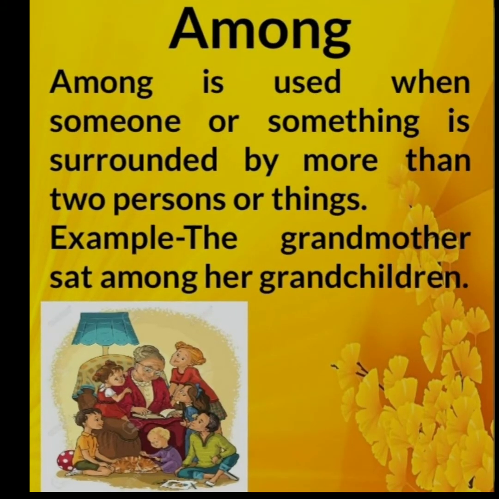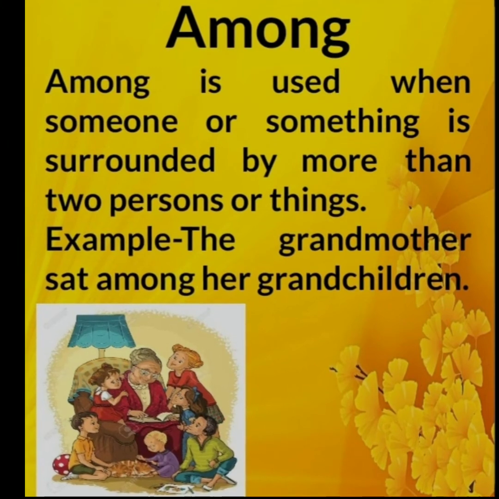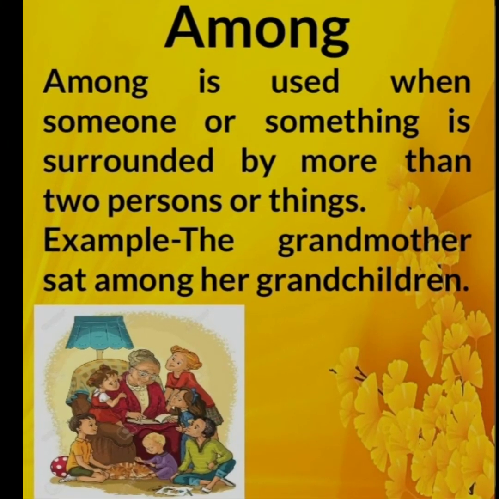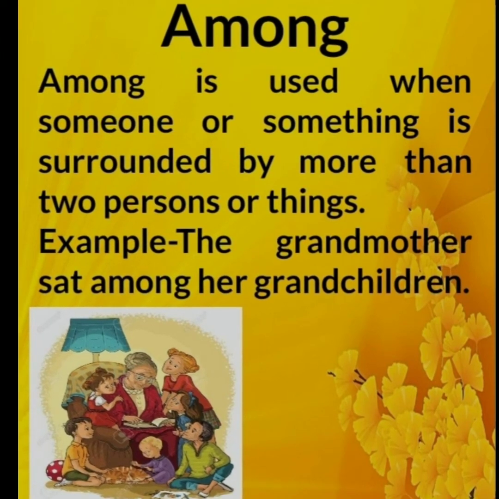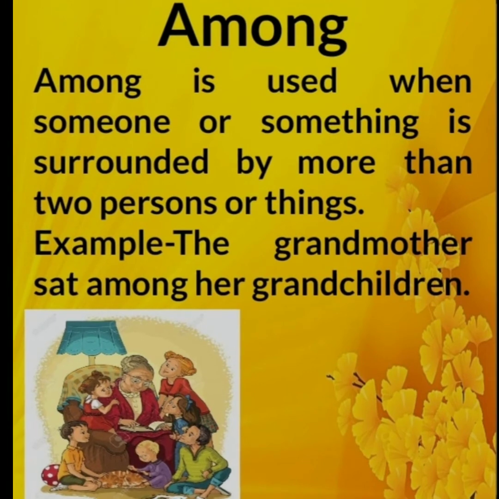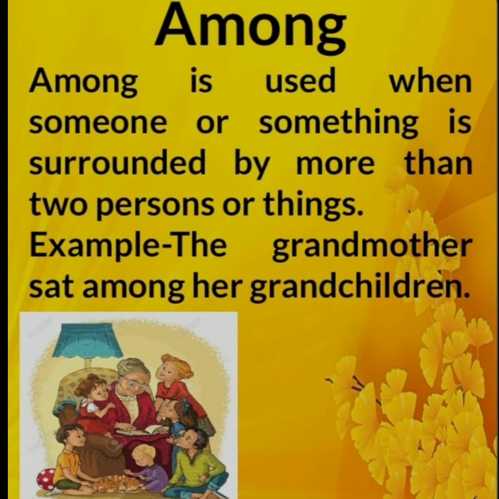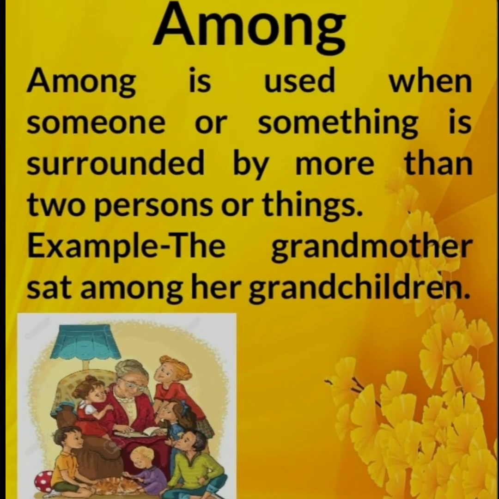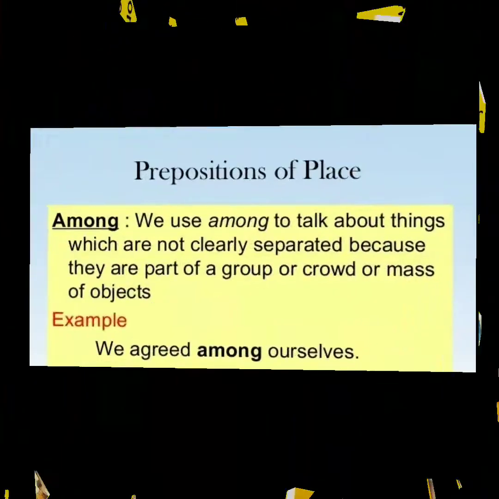The preposition among refers to something or someone surrounded by more than two persons or things. For example, the grandmother sat among her grandchildren. Here, the preposition among shows that the number of grandchildren is more than 2.